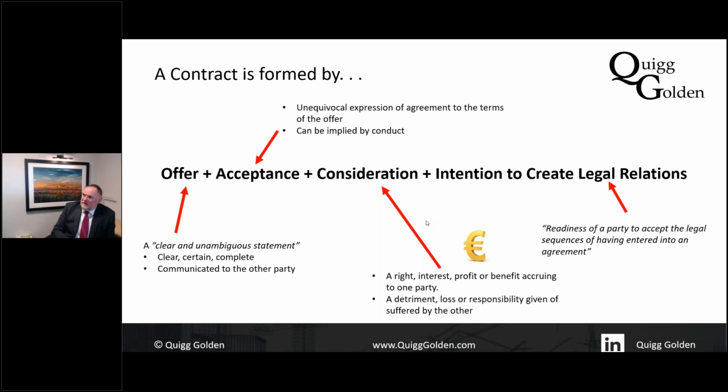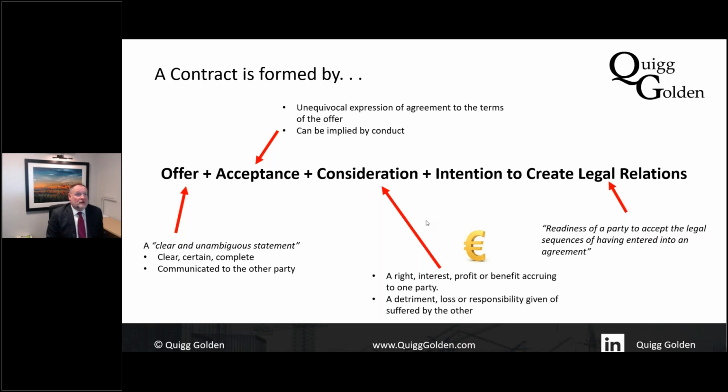But if there isn't a signed contract, we look for what was agreed, which means we're looking for offer and acceptance. An offer being a clear and unambiguous statement of the terms on which you are prepared to be bound by, and an acceptance being an unequivocal expression of agreement to all of the terms of the offer which have been put forward.